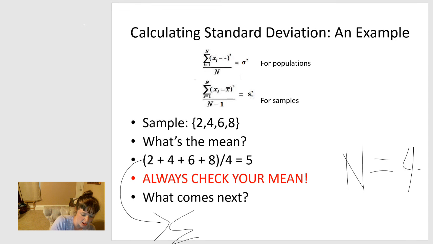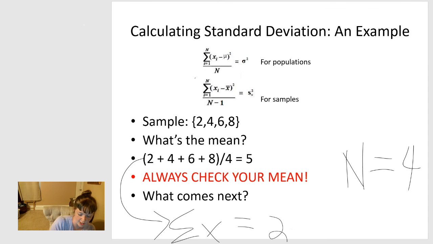So the sum of the x's is 20, right? Right. The sum of the x's is 20. So 20 divided by 4 is 5, because that is the average. And always check your mean.